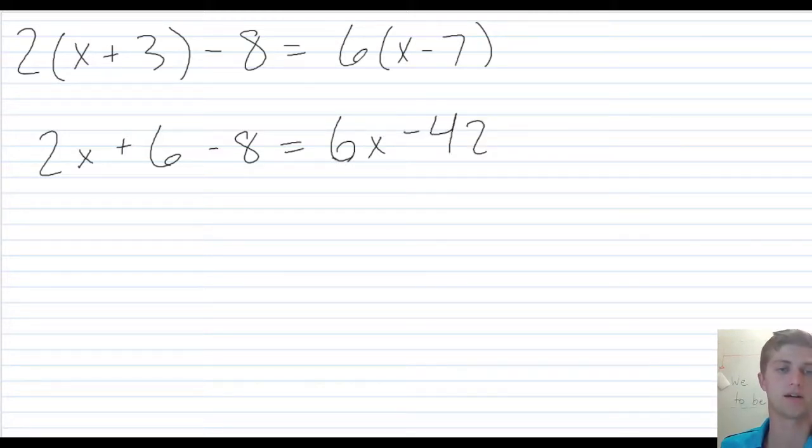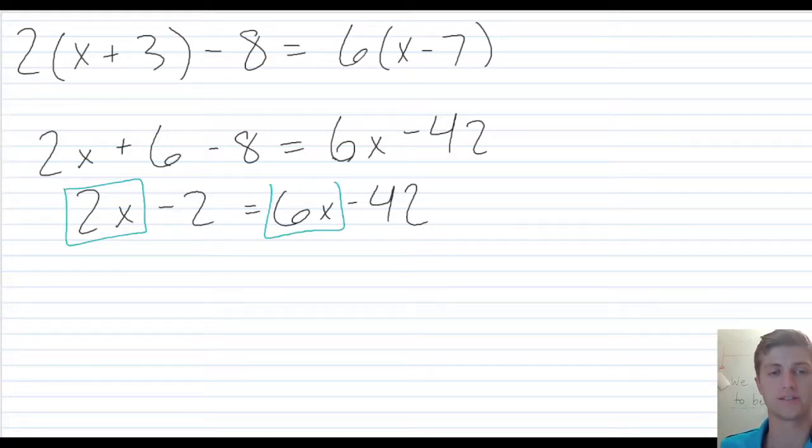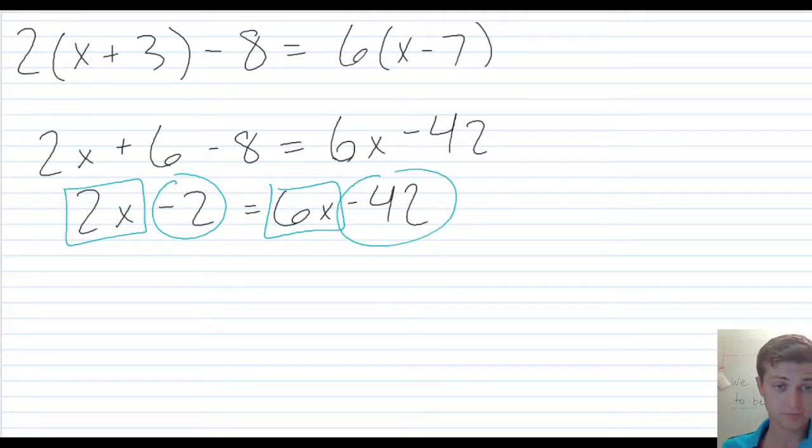Okay, and now can we do any more simplifying? Yes. On the left we have our 6 minus 8, so 2x, 6 minus 8 is negative 2, equals 6x minus 42. And now we have a similar situation as the one we had in the previous problem. So we need to combine like terms. So let's use squares to represent our x's, circles to represent our non-x's. We want to get all the circles together, and we want to get all the squares together.